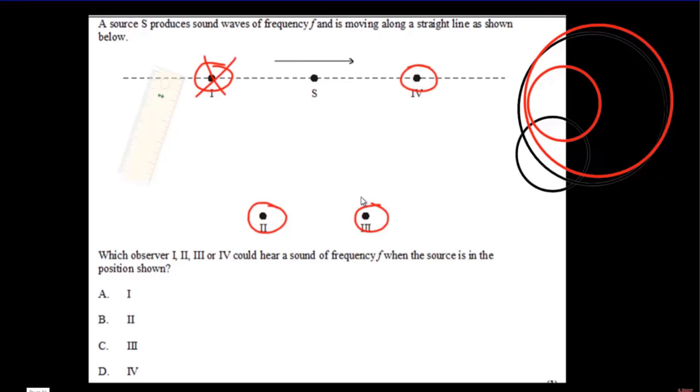And hopefully you eliminated 1 and 4 right away, because you know in 4 the source is approaching and therefore you get a higher frequency, and at 1 the source is receding, therefore you get a lower frequency.